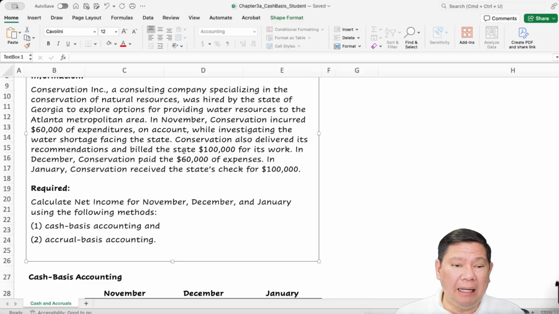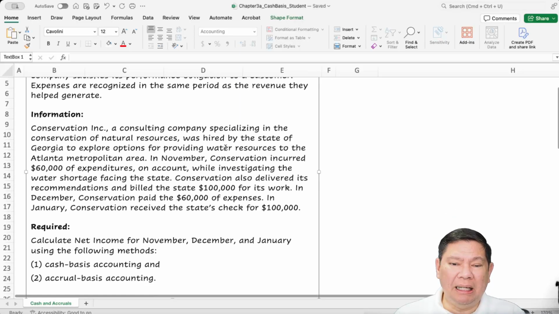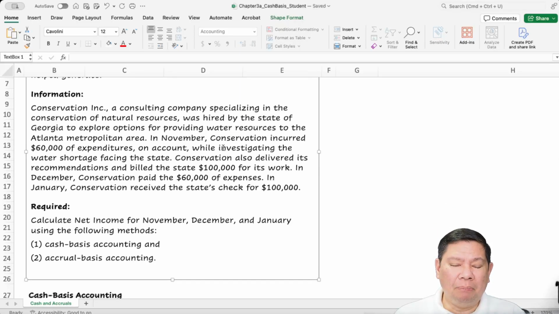So they incurred $60,000 of expenditures on accounts. That means they haven't paid it yet, while investigating the water shortage facing the state. Conservation also delivered its recommendations and billed the state $100,000 for its work. That's in November. So they have completed the job in November. That means they have met the performance obligation in November.